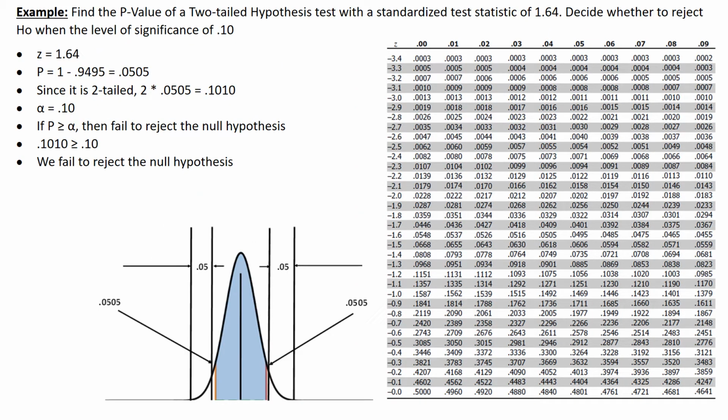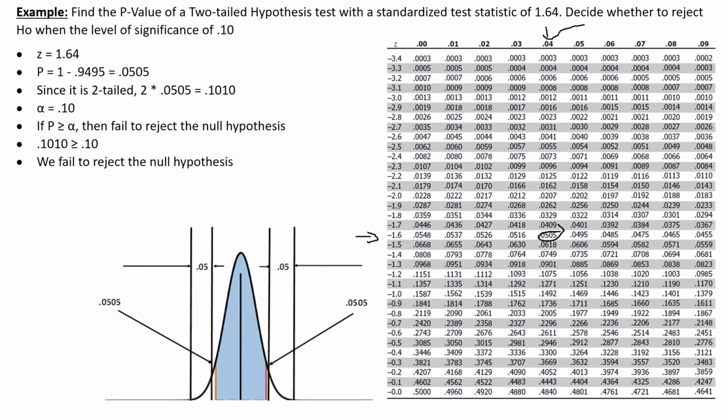You're on a two-tail hypothesis test with a standardized test statistic of 1.64. Z equals 1.64. Now it's two-tailed, so that means I'm going to split it both ways. If I look at Z at negative 1.64, and positive 1.64 is the same thing, again, because it's symmetrical, negative 1.64 is 0.0505.